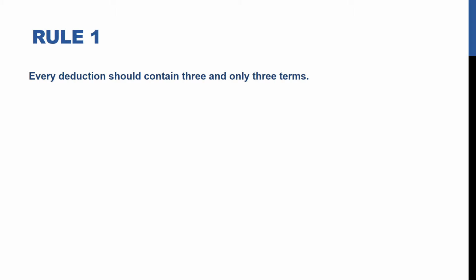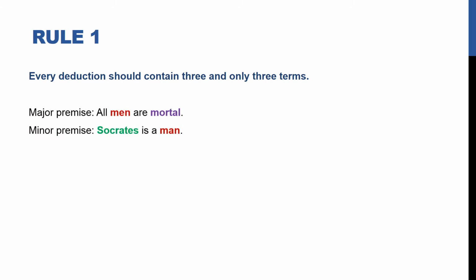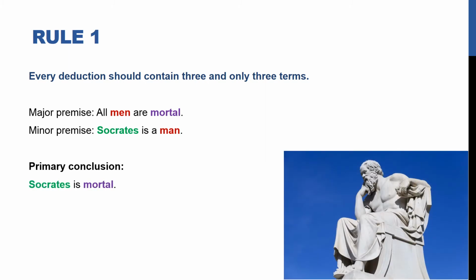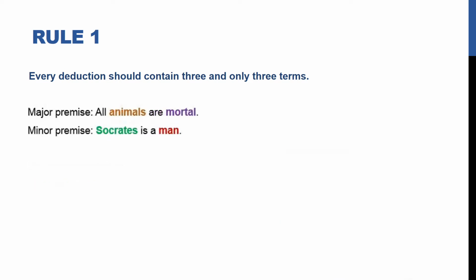Rule number 1 says that every deduction should contain 3 and only 3 terms. Have a look at the example. Here the major premise is all men are mortal and the minor premise is Socrates is a man. So what is the conclusion? Obviously that Socrates is mortal. Now what will happen if we have more than 3 terms? For example, all animals are mortal and Socrates is a man. Then will you be able to draw out any conclusion out of it? No. So it's simple logic.